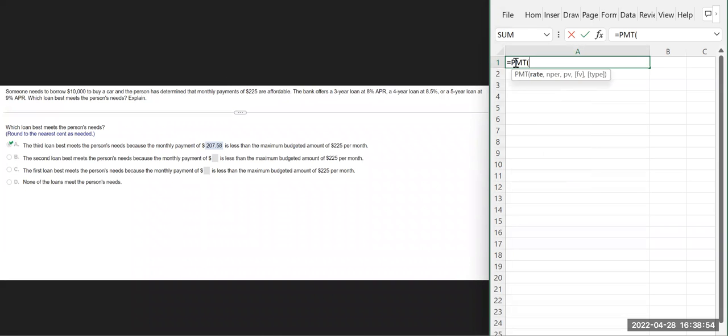The interest rate for the first bank is 8%. We will change that to a decimal, 0.08, divided by 12 to get the monthly interest rate. And then the number of payments. This bank is offering 3 years, so the number of payments will be 12 times 3, comma, and then minus the loan amount. The loan amount that this person needs is 10,000. And then we close the parentheses right there.